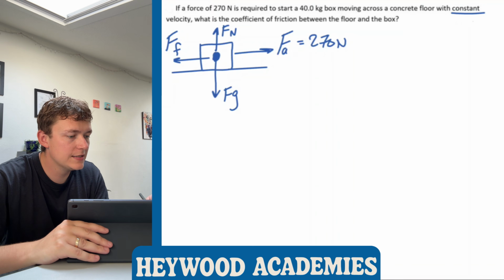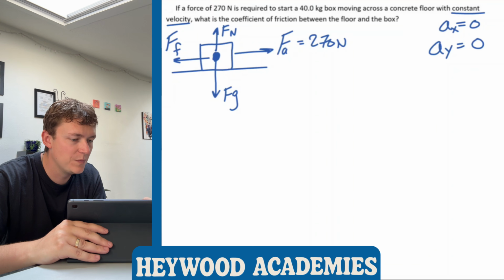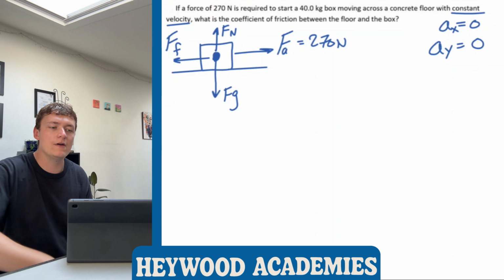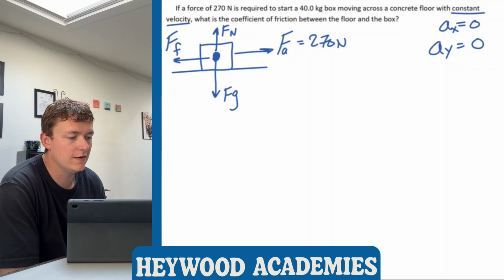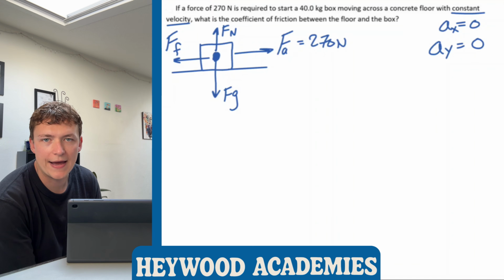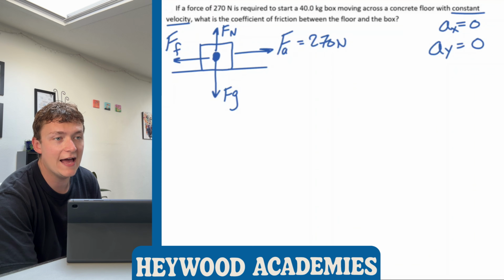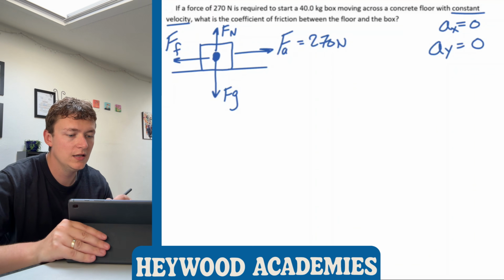The other part that they told us is constant velocity. So that constant velocity means that our acceleration is equal to 0 in the x direction. It's also equal to 0 in the y direction because we're not moving up or down off the ground or anything like that. But that constant velocity means the x direction acceleration is going to be equal to 0. So now, instead of using Newton's second law where we say F net is equal to mass times acceleration, we're just going to say that F net is equal to 0. That's going to be our Newton's first law.